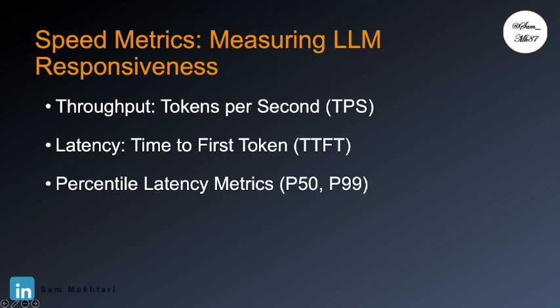Finally, we have metrics such as percentile latency, things like P50 or P99, which give us a broader picture of response time distribution. P50 is the median latency, meaning half of the responses are faster and half are slower than that P50 number. We also have P99, which focuses on the tail end of the distribution, capturing the time within which 99% of requests are completed. This is important for understanding worst-case scenarios and potential performance bottlenecks that might impact user experience.